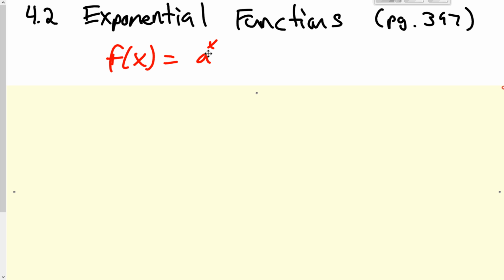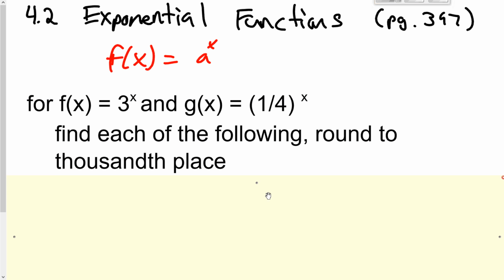That's why it's a raised to the x, where a can be any positive integer or negative integer or fraction, so it can really be any real number, and x is just the variable. So let's look at an example here.